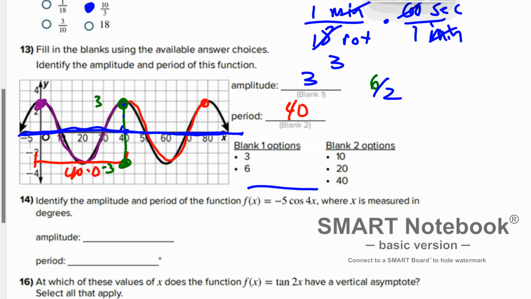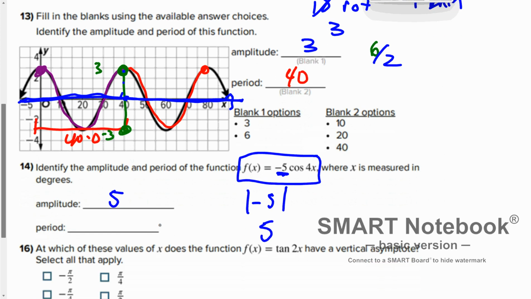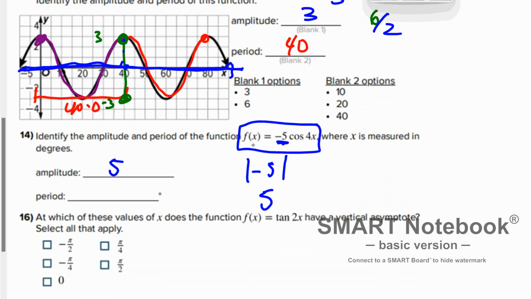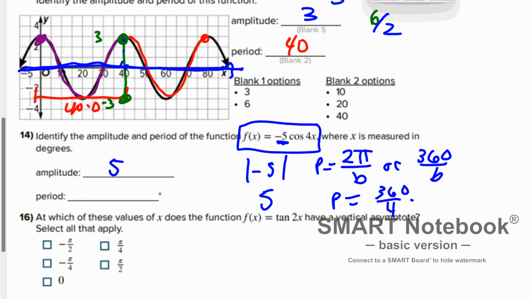Okay, when we're looking at an equation here, our amplitude is just what's being multiplied by the trig function, but we have -5. That negative just flips our graph over the x-axis, so that negative doesn't really matter, so I'm just looking at absolute value, so that would just be 5. Okay, so amplitude doesn't have a negative. Okay, period. For sine and cosine and secant and cosecant, we take 2 pi and divide it by b for our period, or we do 360 divided by b. So our period would be 360 divided by 4, which is 90 degrees, right? So our period is 90 degrees. Okay, select all that, apply.